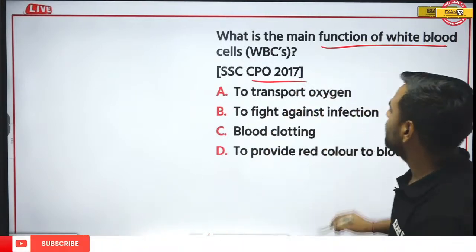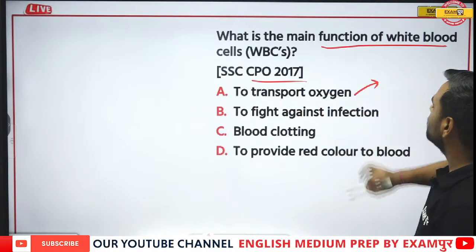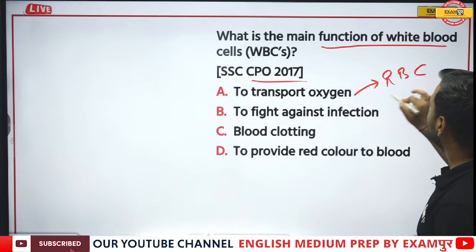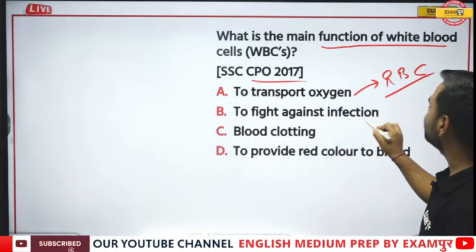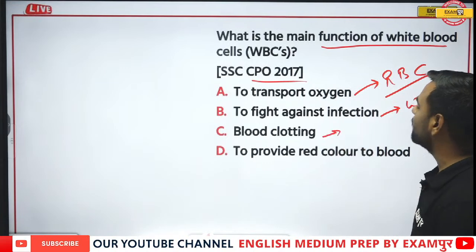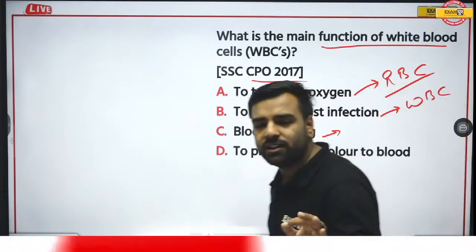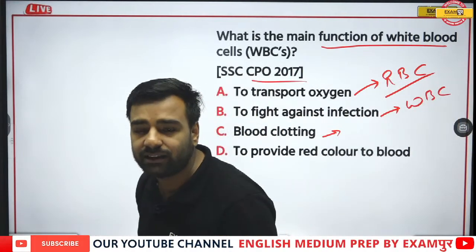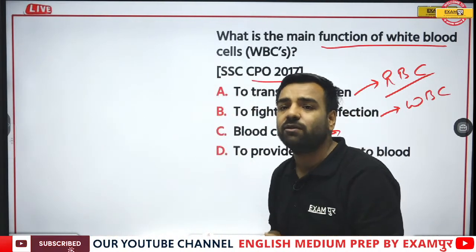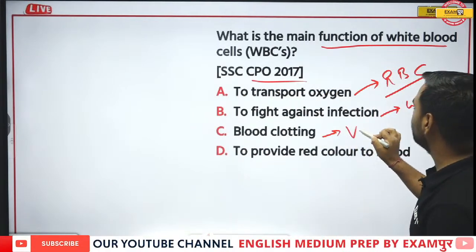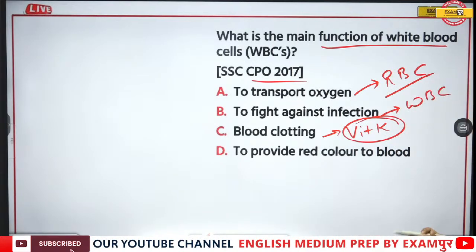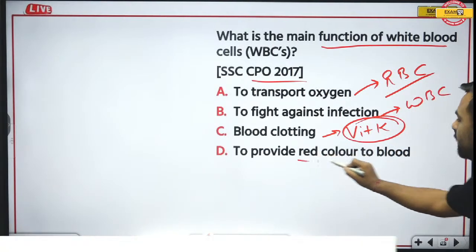Okay, so if I talk about the transportation of oxygen, it is done by RBC, correct? If I talk about fighting against infection, it is done by WBC. If I talk about blood clotting, we were discussing fibrinogen, isn't it? There was a protein that was helping in blood coagulation. That was fibrinogen. Apart from that, for blood clotting, vitamin K also plays a significant role. Correct?